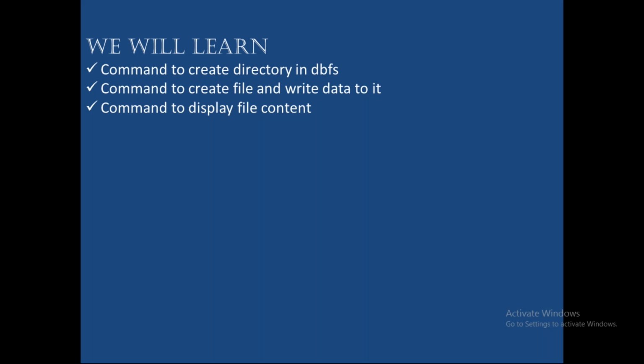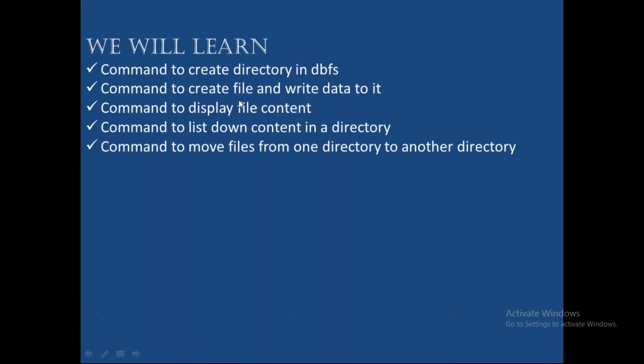Next, the command to display file content. You have created a file in the above command, right? When you created the file, you also wrote some data. Now I want to display the data which I have written to that file. You have to use some commands. Next, the command to list down content in a directory. I want to see in this particular directory whether we have any subfolders or any files directly under this directory. So we are going to list down all the content we have in a particular folder. Depending on your requirement, you need to specify under which folder you want to know the content. So you have to use that command.